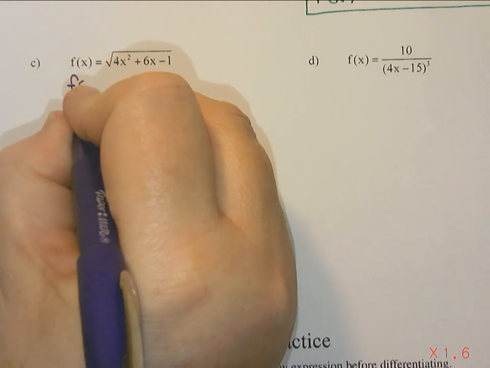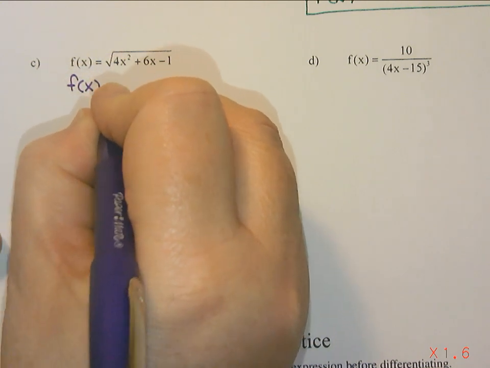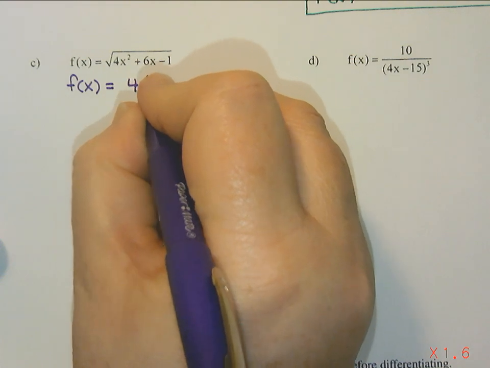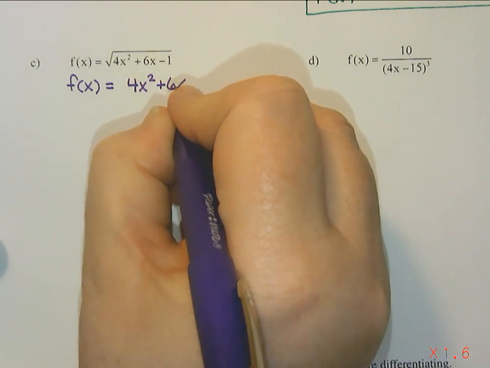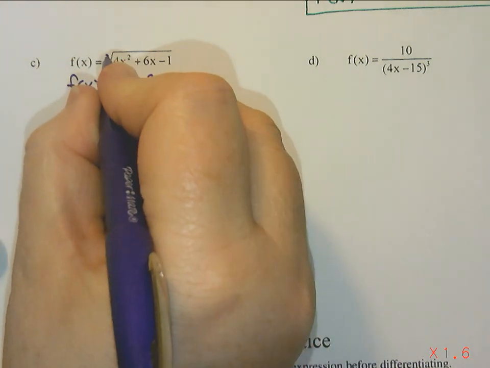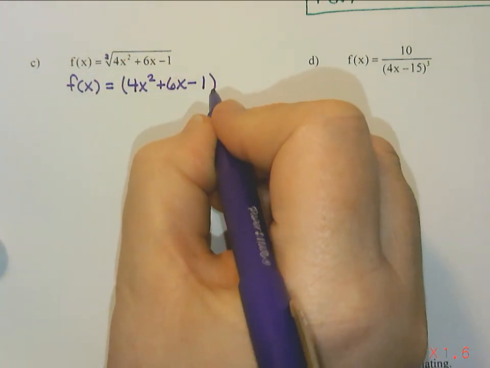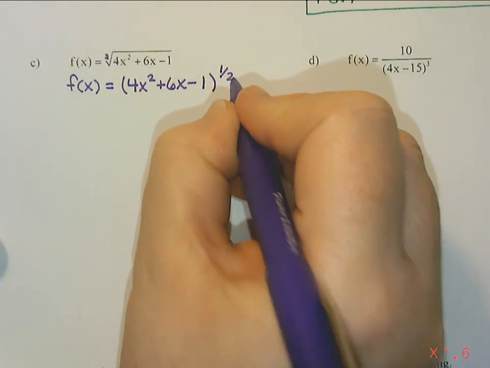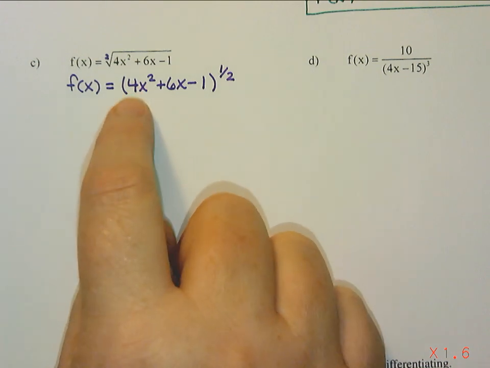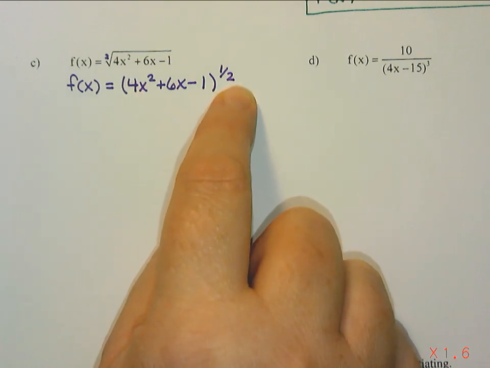So f of x, this isn't the derivative, we're just rewriting this in a slightly different format, is going to be 4x squared plus 6x minus 1, and then a square root is the power of 1/2. Okay, now that I've written it as a power or a bracket with a power, I am going to use the chain rule. How do I know that I need to use the chain rule? I have a bracket with an exponent on the outside.